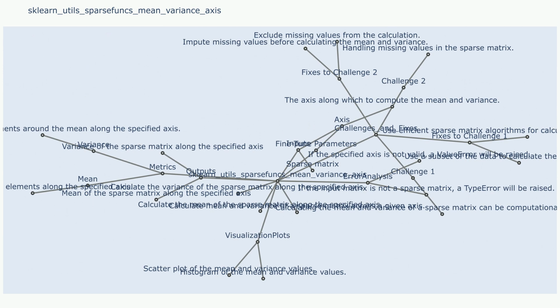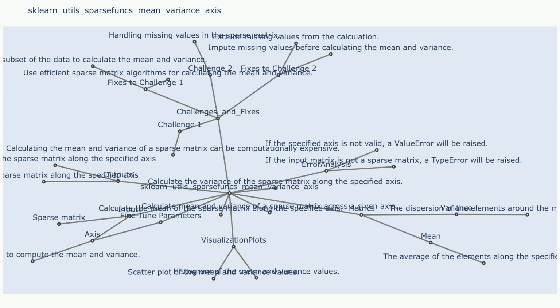Challenge 2: numerical instability for matrices with very large values. Sample use case that resulted in challenge 2: a sparse matrix with extremely large values in some of the non-zero elements. Fixes to challenge 2. Normalize the data before computing mean and variance to avoid overflow issues. Use numerical methods that are more robust to large values.